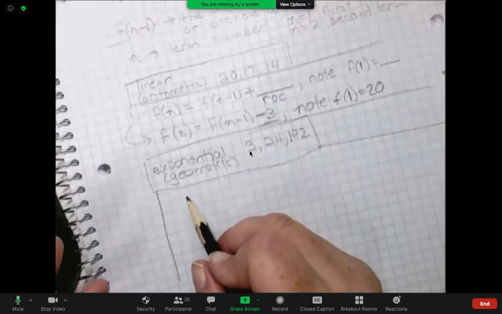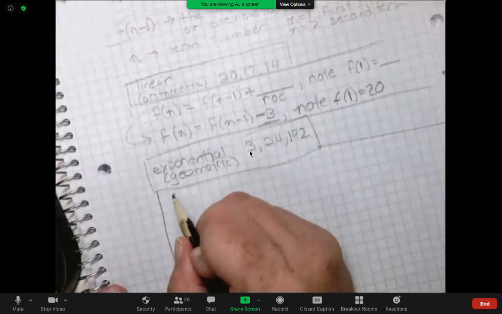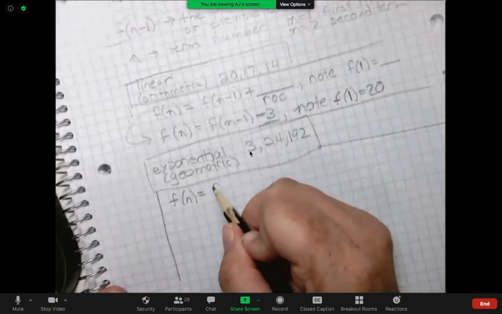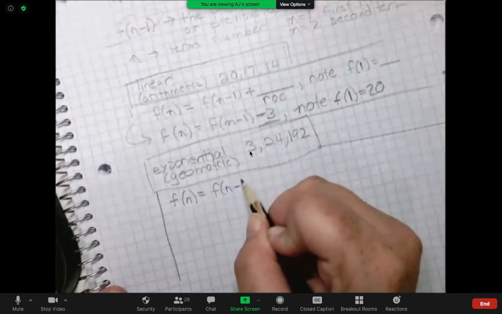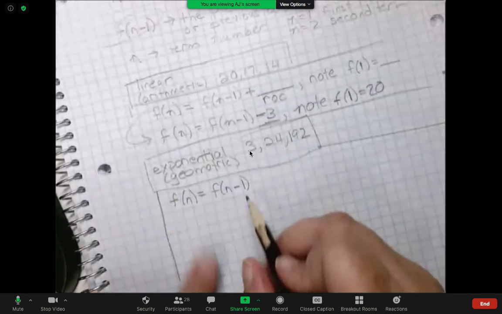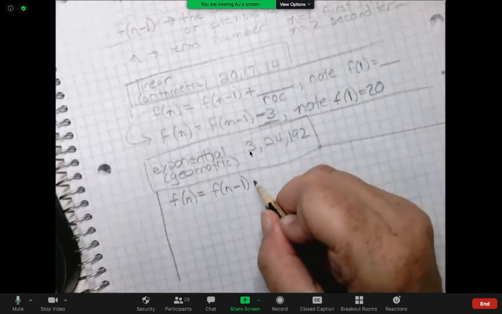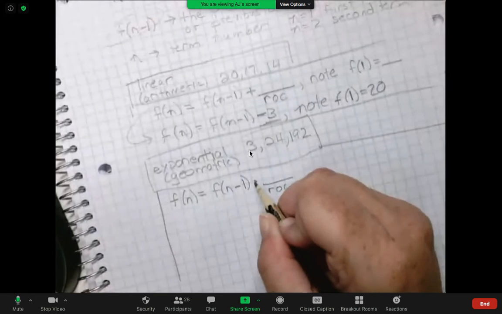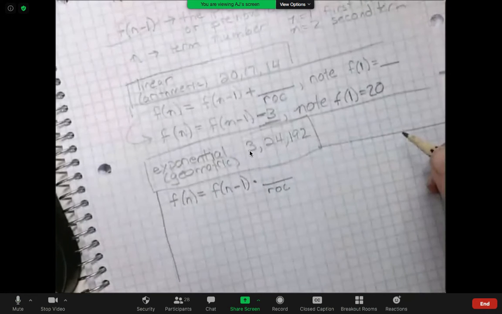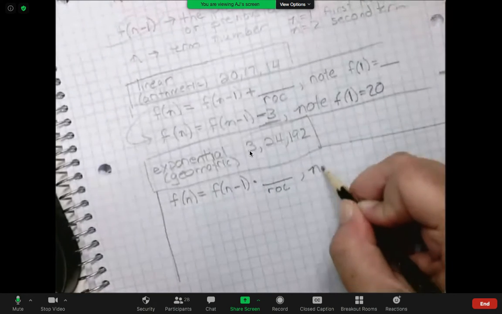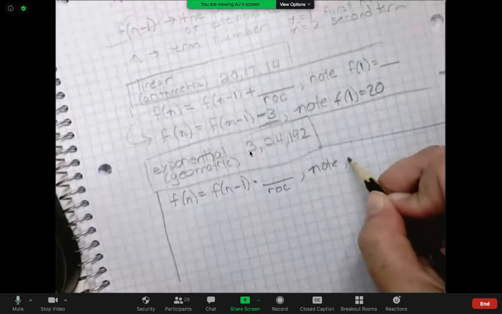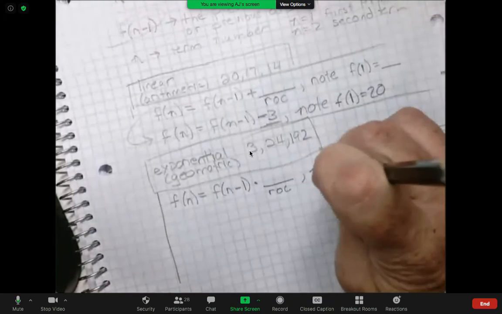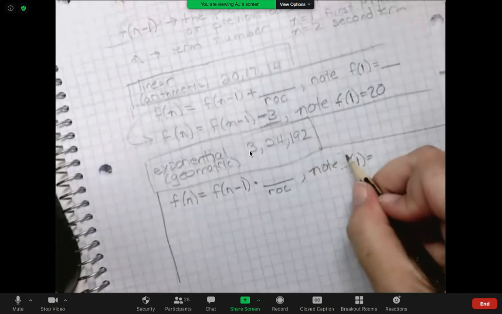So the fill in the blank for this one is almost the same. It's f of n, this is the amount you want, equals the previous amount, written like we write it in math, f of n minus 1. And then, of course, it's times the rate of change. And I usually use that dot to mean times. And then again, you have to write note f of 1. You have to tell the computer or me or whoever you're writing for where it starts.